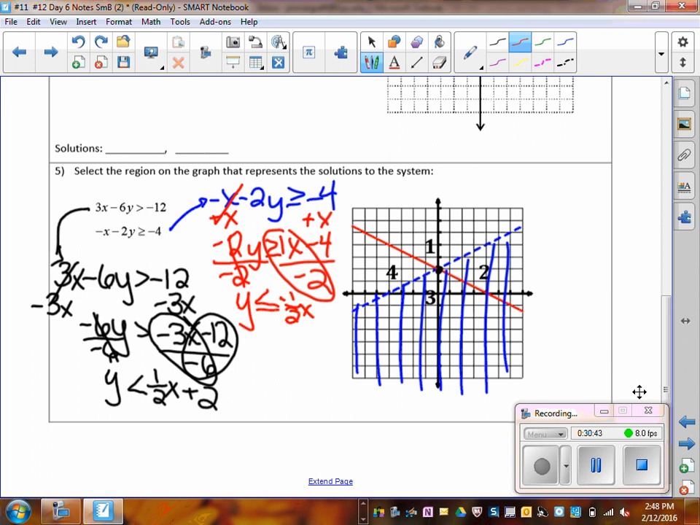All right, negative 1/2. I want to hear this negative attitude. And positive 2. All right, we see it is a y-intercept of 2. And look, my slope is negative. And it is a solid line. Good. But which way am I going to shade?